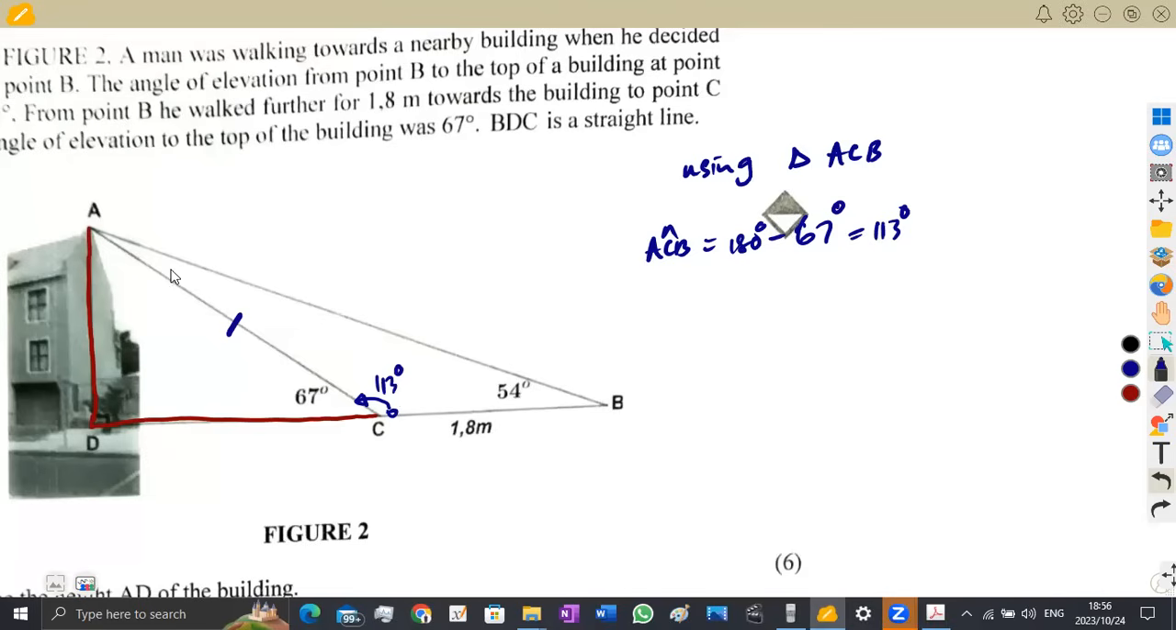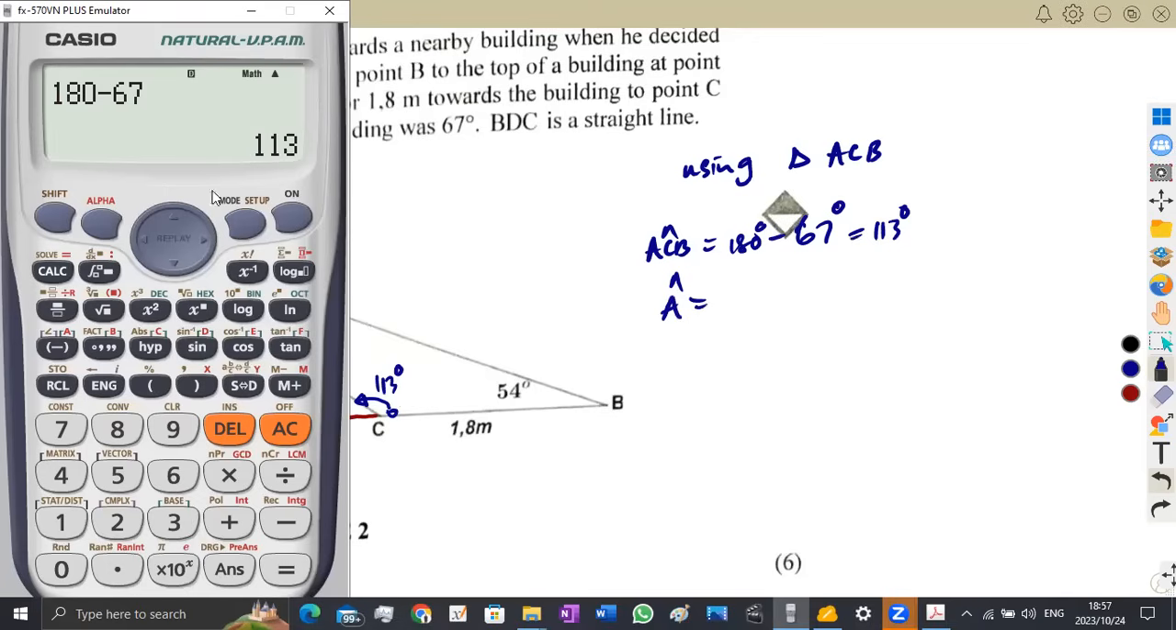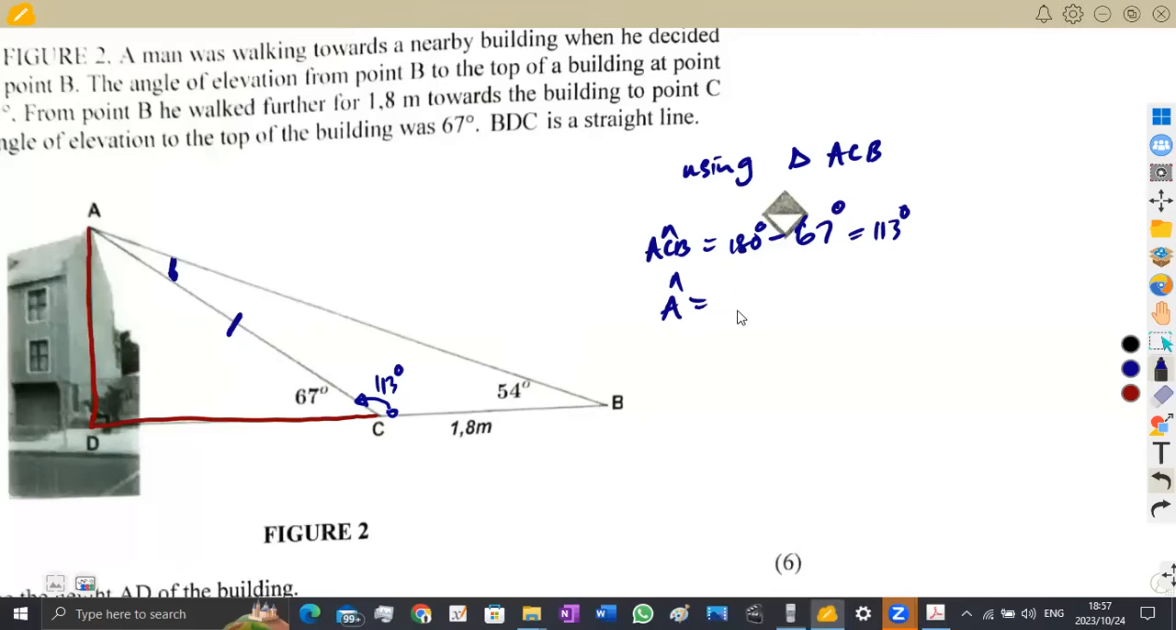So we can find this angle at A, the one opposite to the side that we are given. The angle at A inside this triangle is simply going to be 180 degrees minus the two angles in this triangle, which is 113 that we got, and the 54. So you add these, subtract from 180, and that will be 13 degrees. So angle A is going to be 13 degrees.